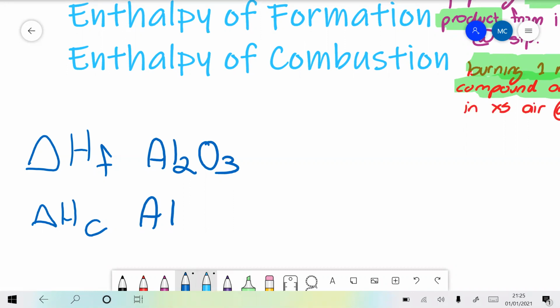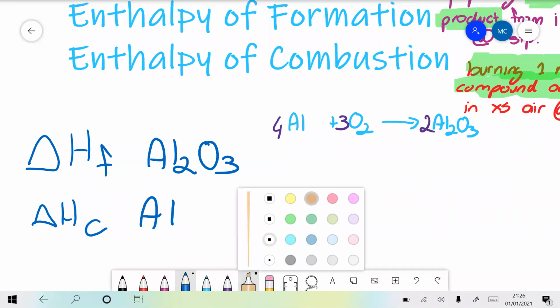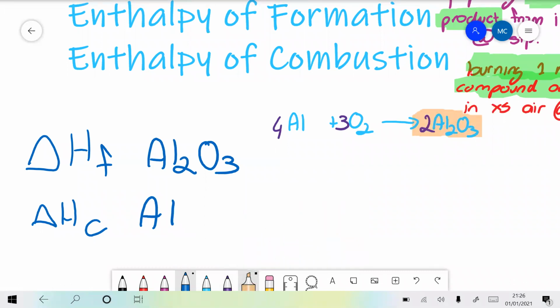So, enthalpy of formation of aluminum oxide. The elements are aluminum and oxygen to give Al2O3. And when we balance it, we do get 4 aluminum, 3 O2, and 2 Al2O3. Now, it's important to note that this is not your final answer, because your final answer requires 1 mole of aluminum oxide, and here we have 2. Therefore, we will need to divide everything by 2, so this will get 2Al plus 3/2 O2 to give Al2O3.